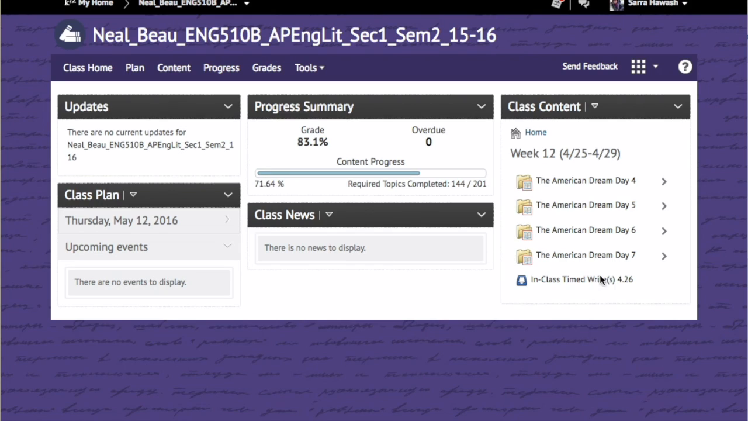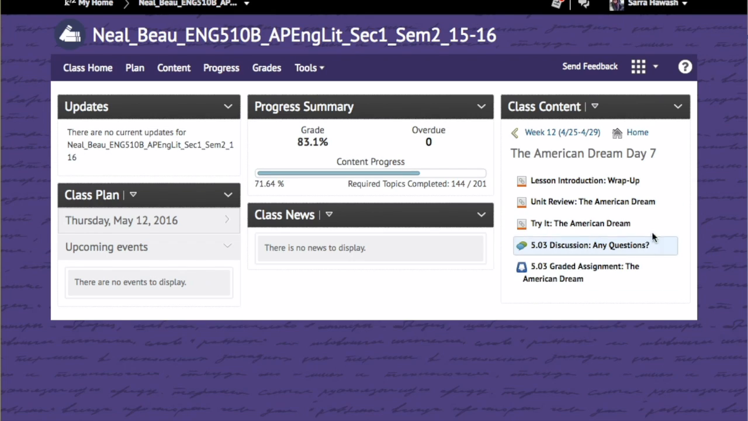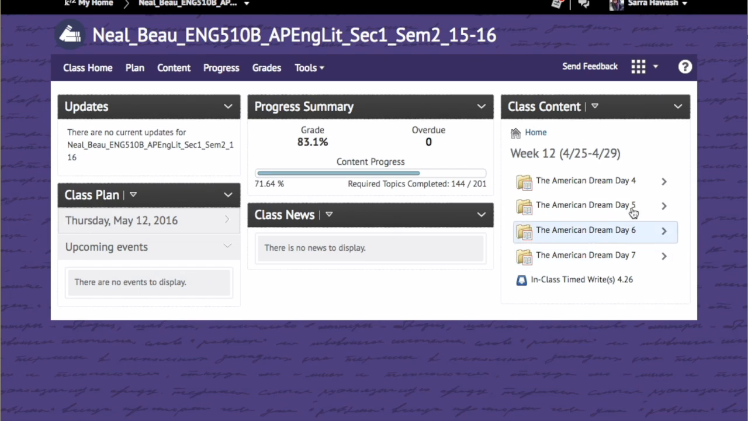So to look at what kind of things we do in a day, I'm going to look over here. We just finished reading about the American Dream, about The Great Gatsby and some poetry. So we're just finishing our unit review on this day, and then we have a discussion over here, sorry. And then we have a graded assignment. So that's just like one day. And then we just have these 4 folders. So for this week, we have 4 days worth of work to complete.